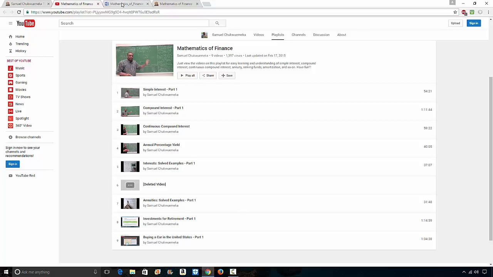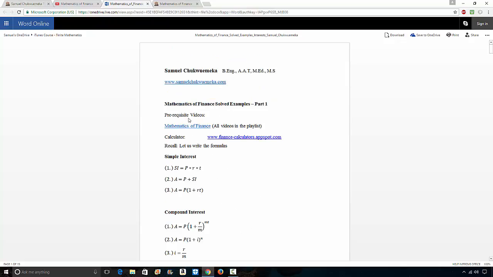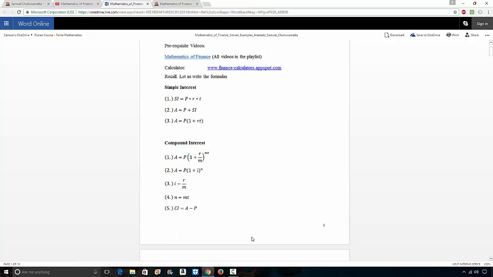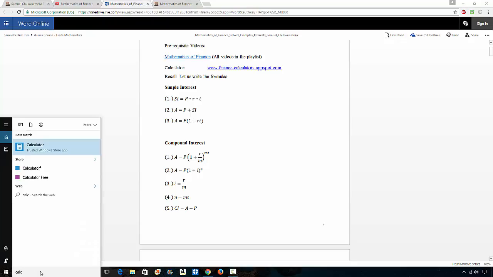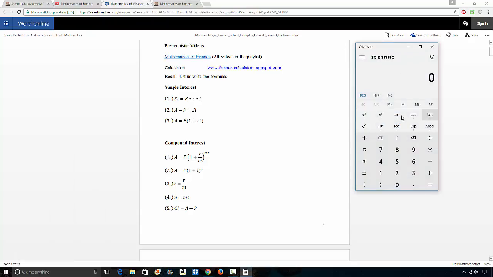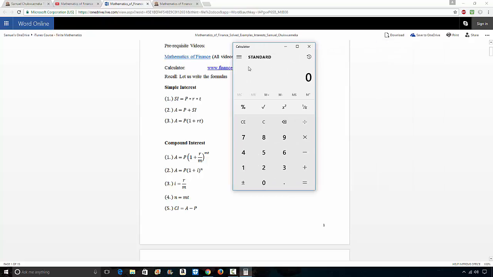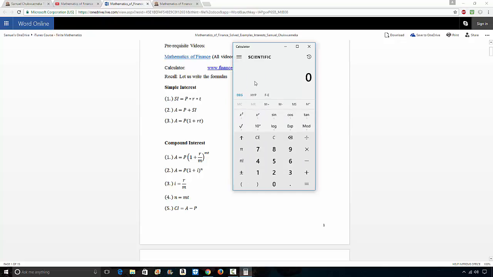So these are the formulas here. So you are knowledgeable with these formulas because these are the prerequisite videos here. So I'm going to pull up the calculator on this computer. If you're using Windows 10, you can just type in calculator, and it will come up, a desktop app. Usually it will come up like this, standard. Usually it comes up as standard, but you can just click on this and get scientific.